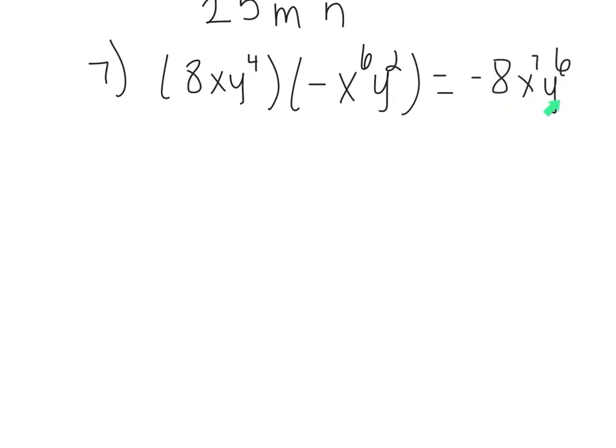If you need to see this written out a little bit more in detail, I will do that. So here I put the coefficients 8 and then times the negative 1 here, x to the sixth here, y to the fourth, y to the second here. And this is where we add exponents as we did in the introductory problems number 1 and 2. So x to the seventh, y to the sixth.